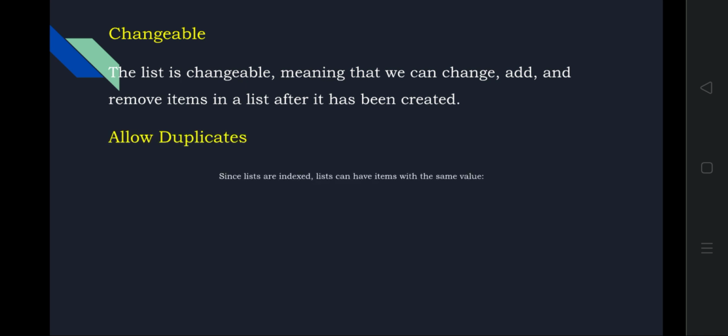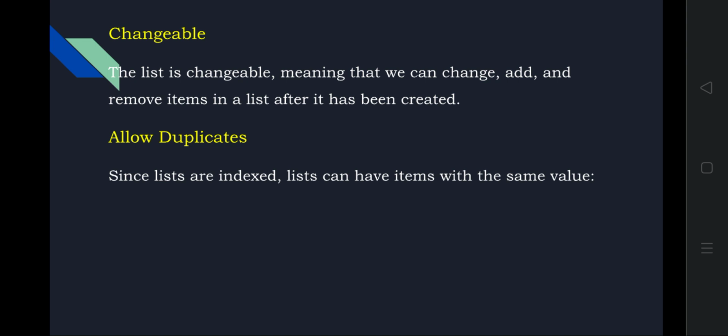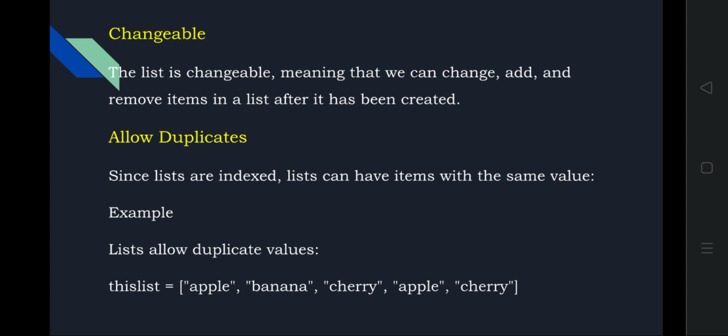Now, allows duplicates, which means since lists are indexed, a list can have items with the same value. That means the same value can be repeated in the list. So the example is: this list is equal to apple, banana, cherry, apple, cherry. Now cherry and apple are repeated twice. That is allowed in the list. Those are the duplicate values. And if you print this list, it will be printed as apple, banana, cherry, again apple and cherry.